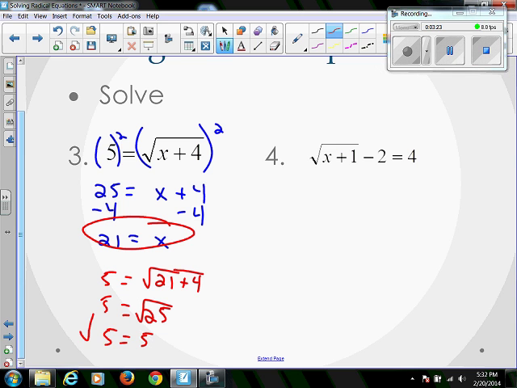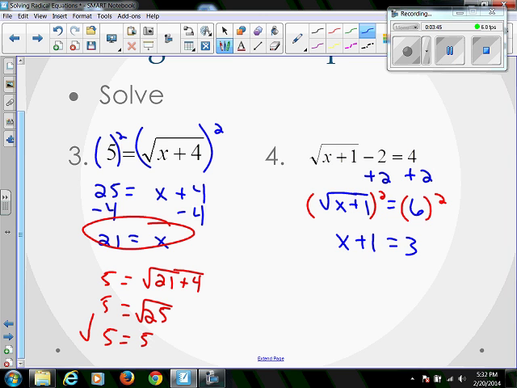Notice in problem 4, is the square root isolated? No, it's not. So we need to isolate it first by adding 2. Now we have it isolated. We want to get rid of the square root by squaring. So we're left with x plus 1 equals 36. Now we're going to solve for x. Subtract 1. And we get x equals 35.